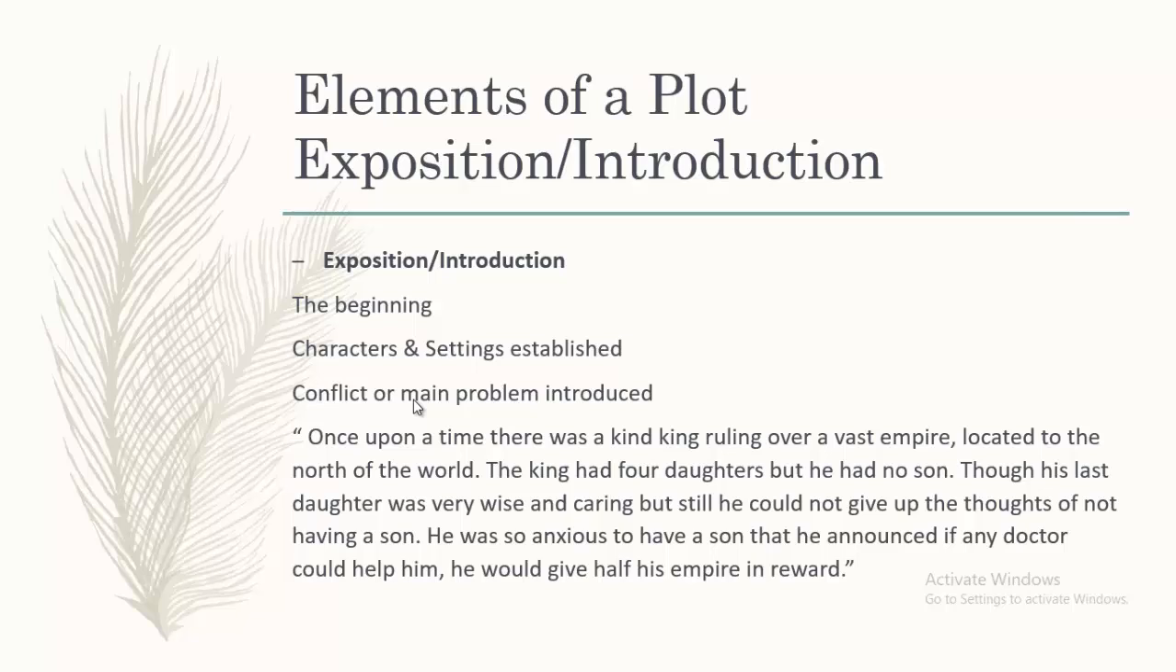He was so anxious to have a son that he announced if any doctor could help him, he would give half his empire in reward. So you can see that the main conflict, or the problem, was of the king not having a son, and he wanted a son. So this is the beginning. The beginnings of novels are not usually like this. This is a very simple beginning, but you would see the main characters, the settings, and the conflict, or the main problem, in the exposition, or the beginning of the plot.